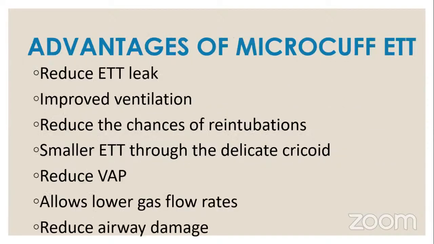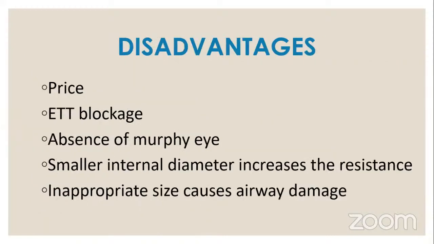Advantages of the microcuff endotracheal tube: this reduces the endotracheal tube leak, and this causes improved ventilation, and this reduces the chances of re-intubation. A smaller endotracheal tube passes through the delicate cricoid, and this reduces ventilator-associated pneumonia, allows lower gas flow rates, and reduces airway damage.